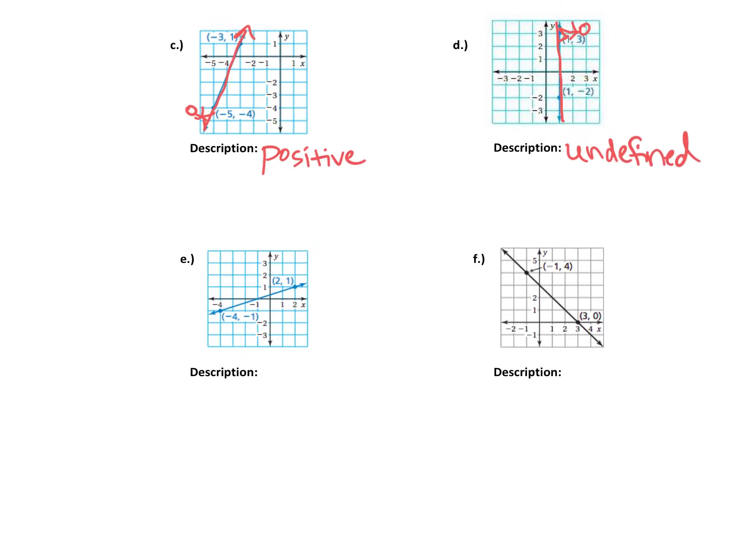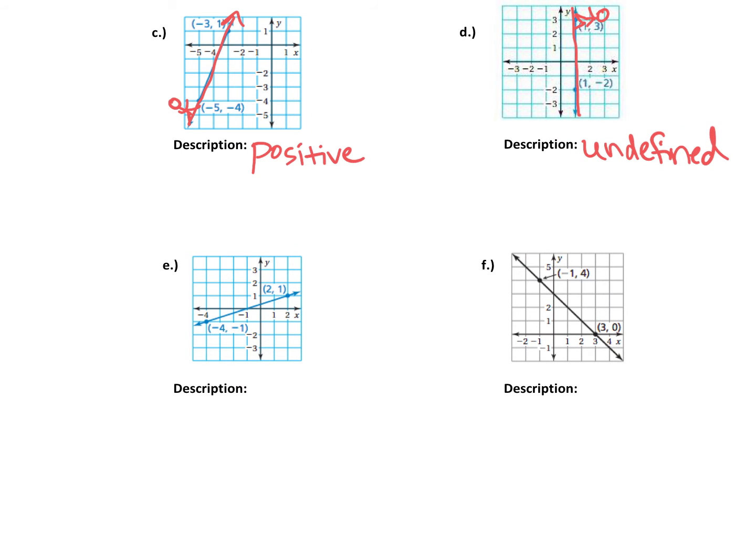All right, and then let's take a look at our last two here. So again, I'm going to draw Mr. Slope Guy, if that helps me. And I see him on the left side of the graph, and he's going to have to go up, so that means it's a positive slope. Remember, if Mr. Slope Guy has to walk up, it's positive. And then right here, if Mr. Slope Guy has to walk down, it's negative.